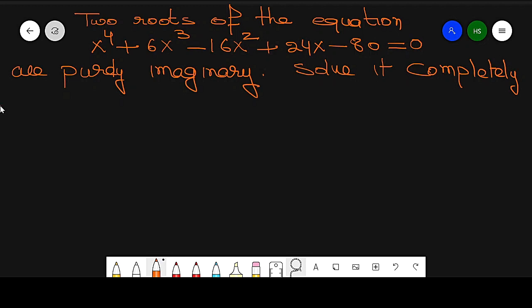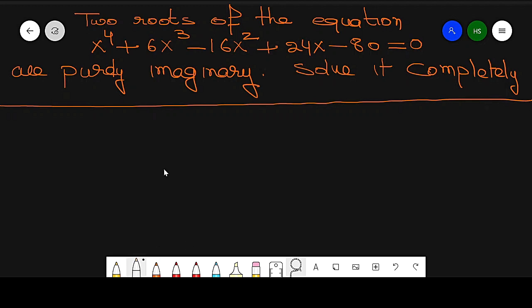Now remember that complex roots always exist in conjugate pairs. So this was asked in 2013 at GNDU, Guru Nanak Dev University, 2013. Now the solution. So what is the given equation?